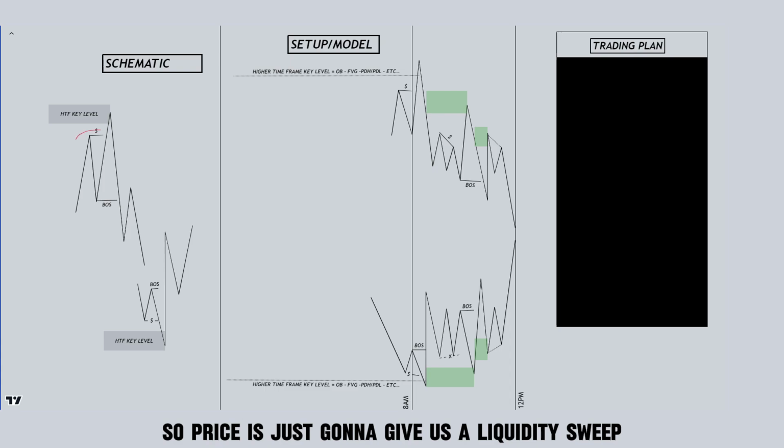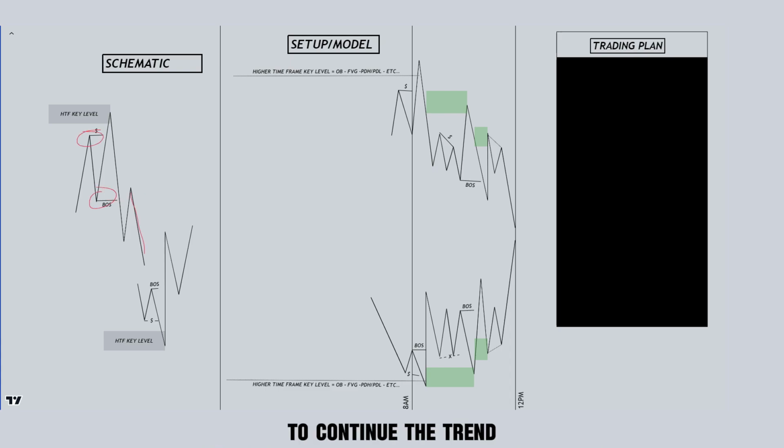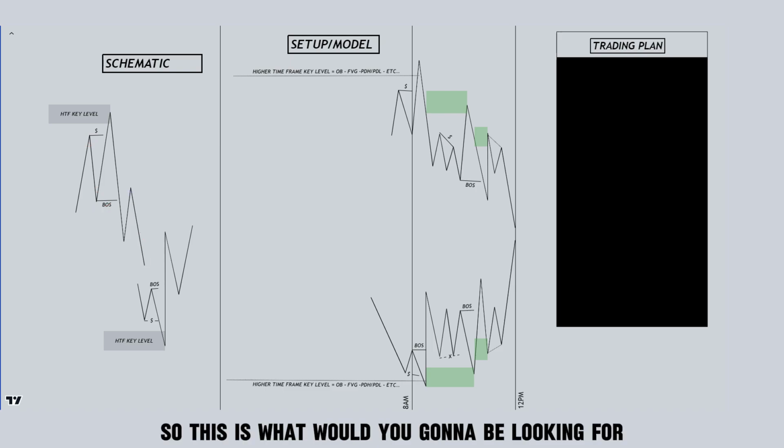So that is our simple schematic. Price is just going to give us a liquidity sweep, a breakup structure, and then come back and retest that same zone to continue the trend. So this is what we're just going to be looking for.